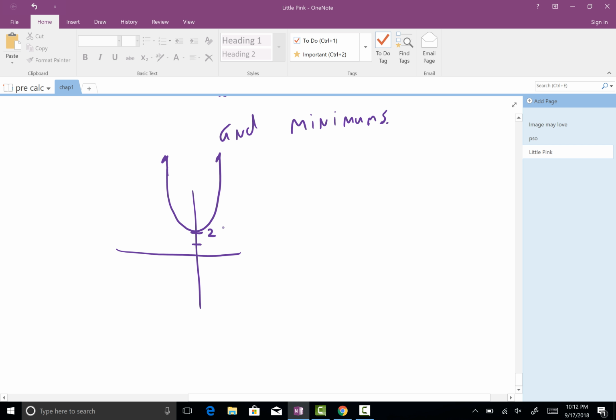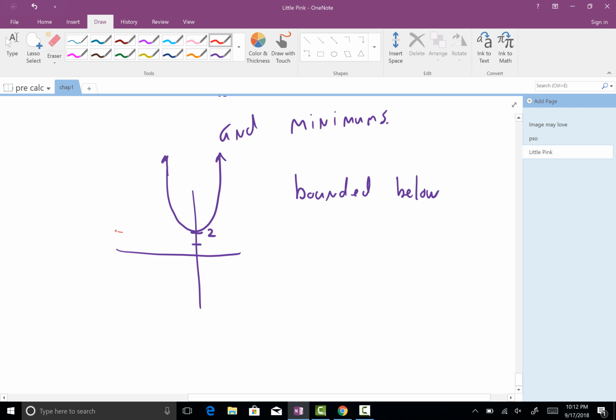Okay, we would say that this quadratic is bounded below because this function does not go lower than right here. Okay, so it stops at 2, bounces back up. So we would say that it's bounded below. It doesn't go below a certain point. Okay.